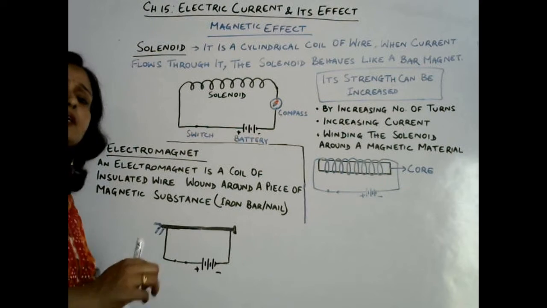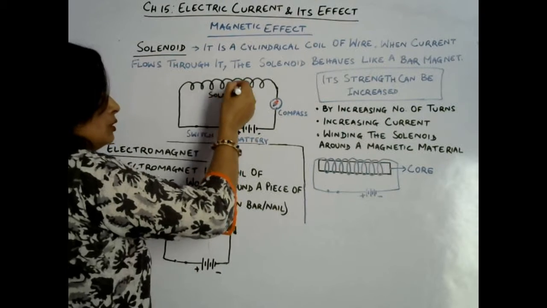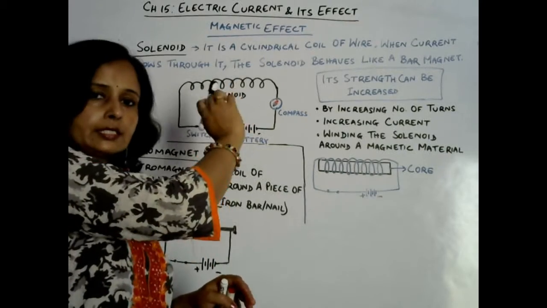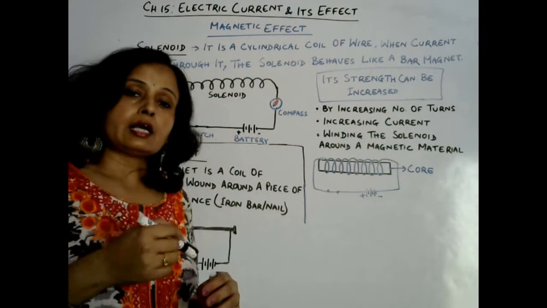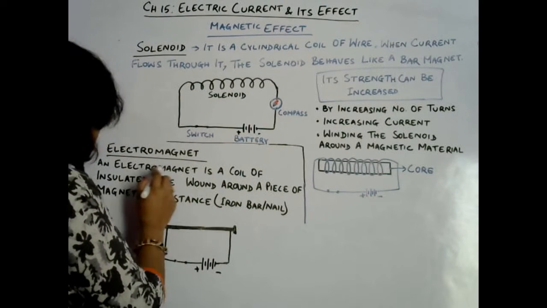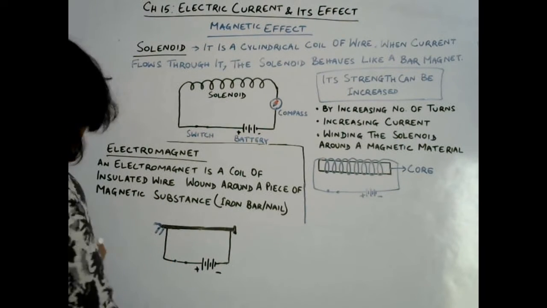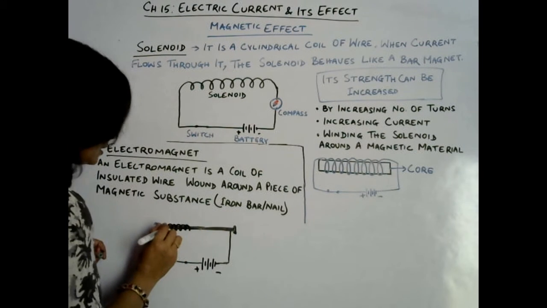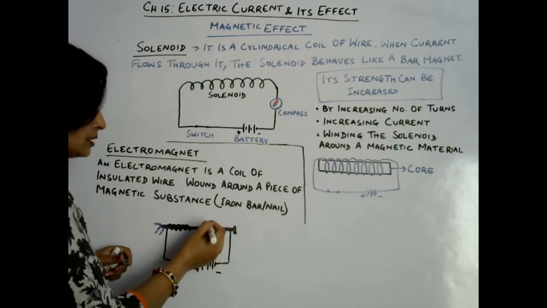Now let us see what an electromagnet is. Well, an electromagnet is also a kind of solenoid. The only difference is, if we wind a wire and connect it through a circuit, then it is a solenoid. But if we put some magnetic material and coil the wire around that, then that is an electromagnet. So an electromagnet is a coil of insulated wire, like this, wound around a piece of magnetic substance, an iron bar or nail.